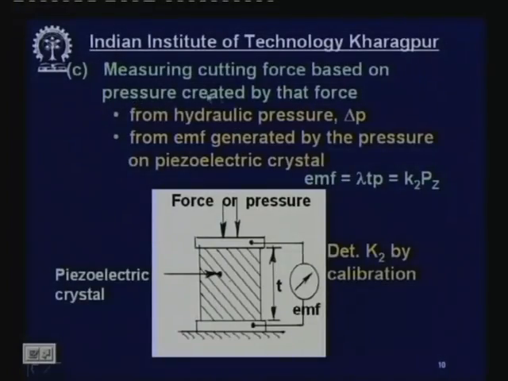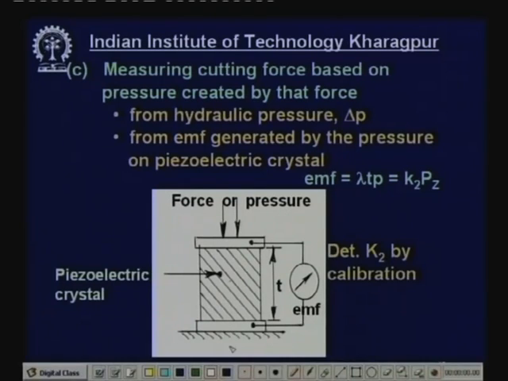Now this pressure can be created through a hydraulic medium. Suppose this is a cutting tool subject to a force, and this is a hinge point, so because of the force this will try to go in this direction. Suppose this is a piston and there is a hydraulic cylinder, so the pressure here will increase, and then you measure the pressure by a pressure gauge. So this is one method, a very crude method, but it is feasible. It's a hydraulic method.